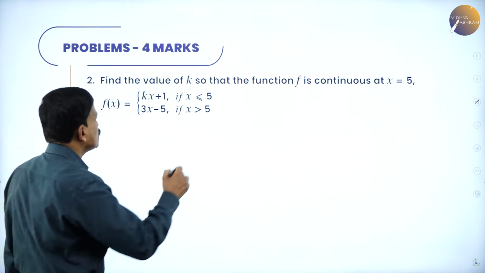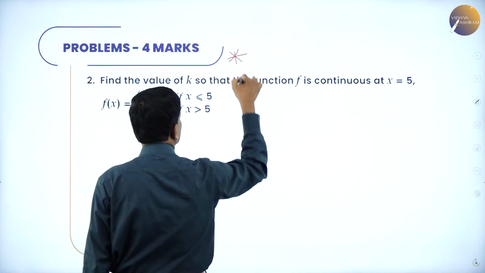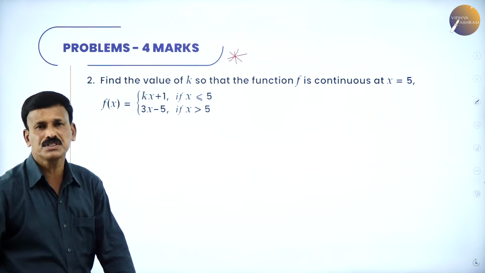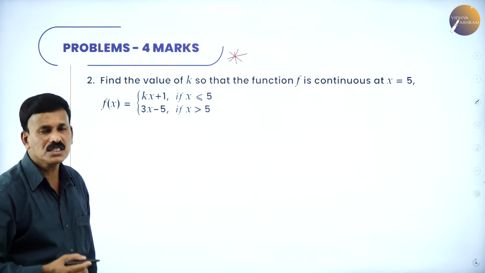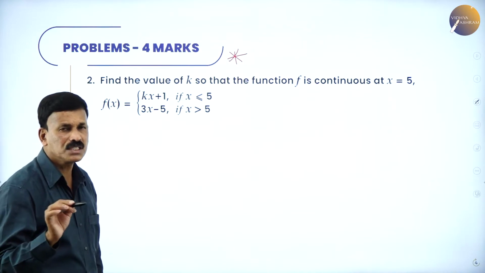Now, what is given? This is a very important type of problem. These are all very important problems from the point of view of the examination. There are 4-5 questions like this. Definitely, you will get one question from this part.